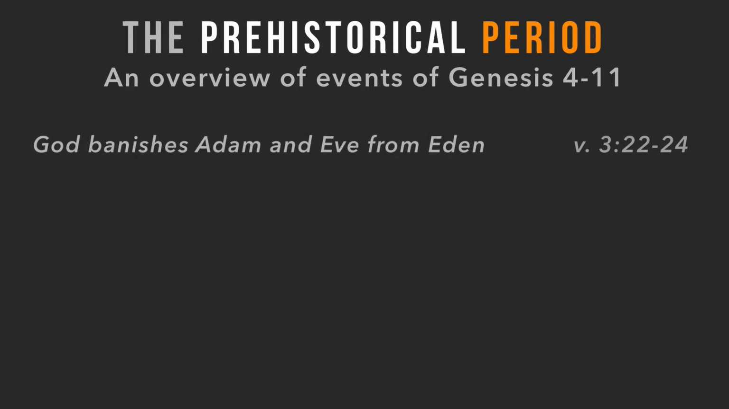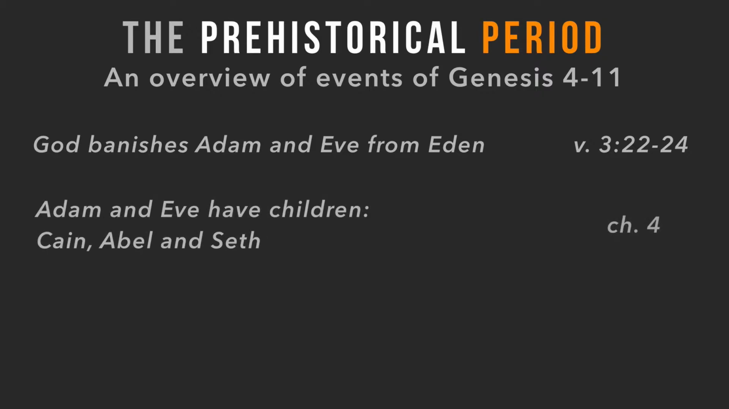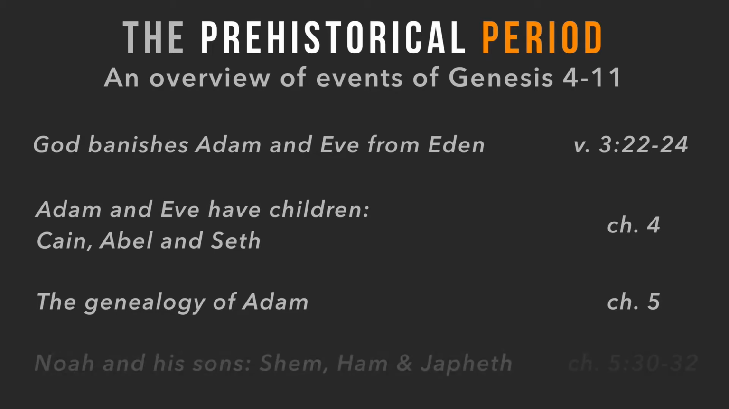through the Bible. So we know that at the end of Genesis 3, God banishes Adam and Eve from Eden, right, as a punishment, but also as a protection. In chapter 4, we see that Adam and Eve have children. We see specifically Cain, Abel, and Seth. Chapter 5 is the genealogy of Adam. Specifically, it's the genealogy from Adam to Noah.